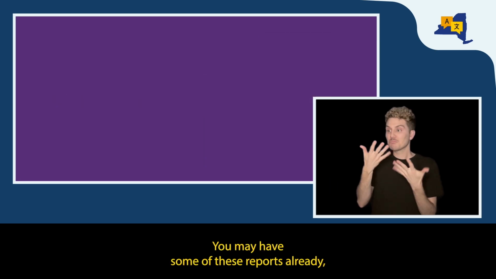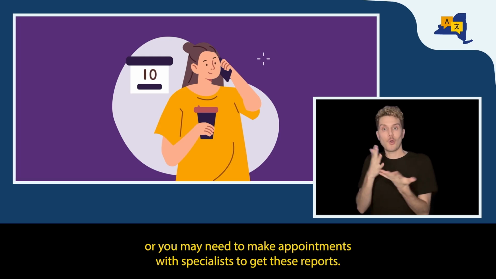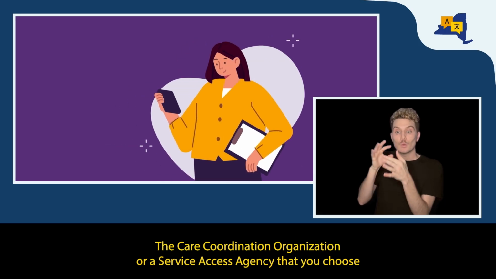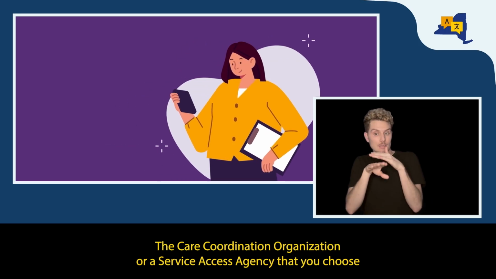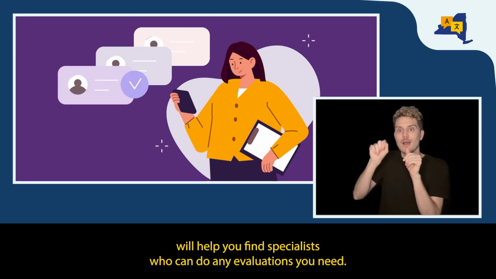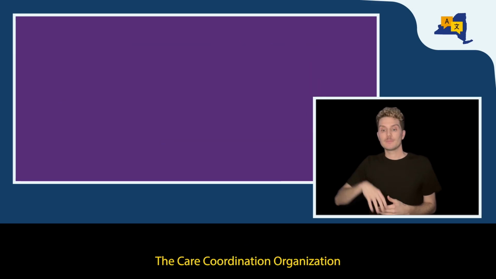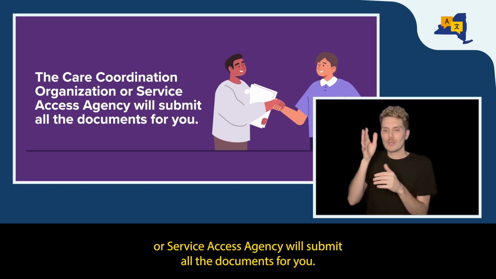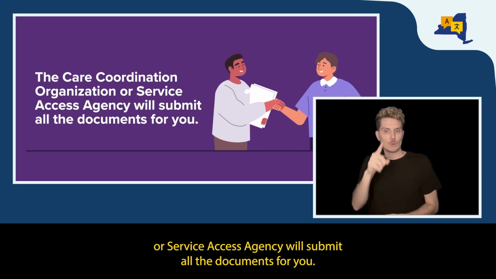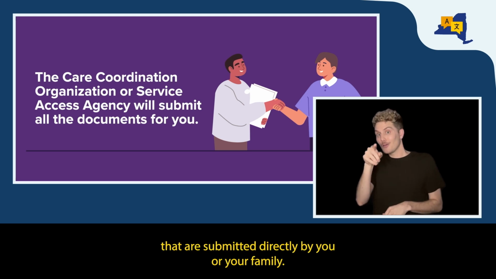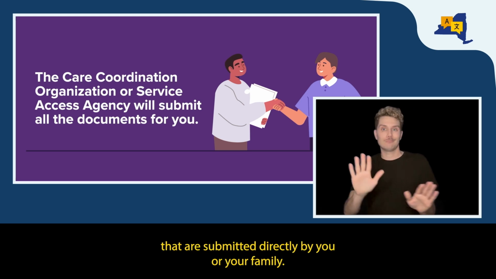You may have some of these reports already, or you may need to make appointments with specialists to get these reports. The care coordination organization or service access agency that you choose will help you find specialists who can do any evaluations you need. The care coordination organization or service access agency will submit all the documents for you. OPWDD will not accept documents that are submitted directly by you or your family.